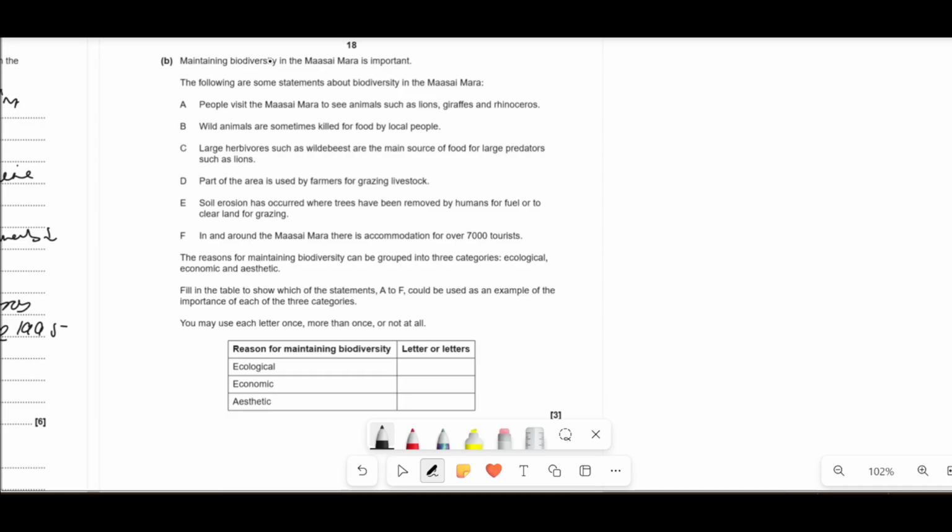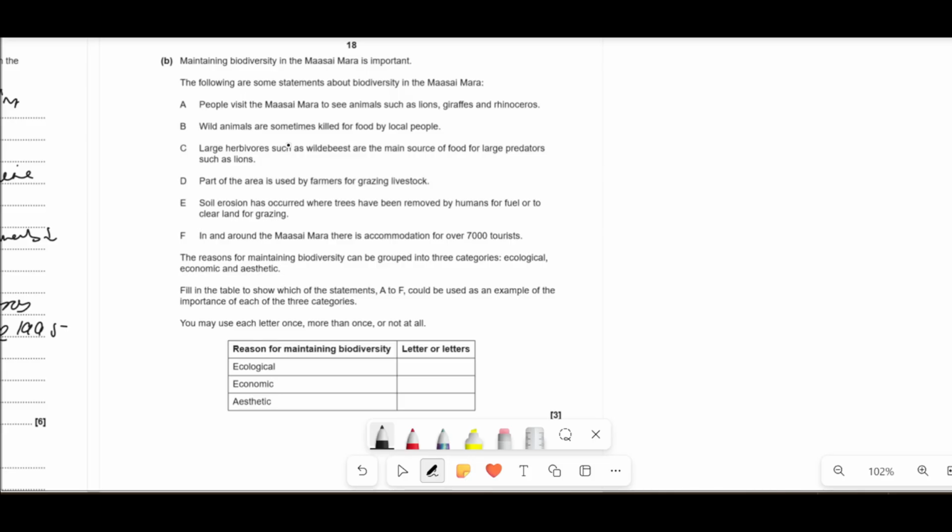Maintaining biodiversity in the Masai Mara is important. The following are some statements. People that visit Masai Mara see lions, giraffes, and rhinoceros. Wild animals are sometimes killed by local people for food. Large herbivores such as wildebeest are the main source of food for large predators such as lions. Part of the area is used by farmers for grazing livestock. Soil erosion has occurred when trees have been removed by humans for fuel and clearing the land for grazing. In and around the Masai Mara, there is accommodation for over 7,000 tourists.